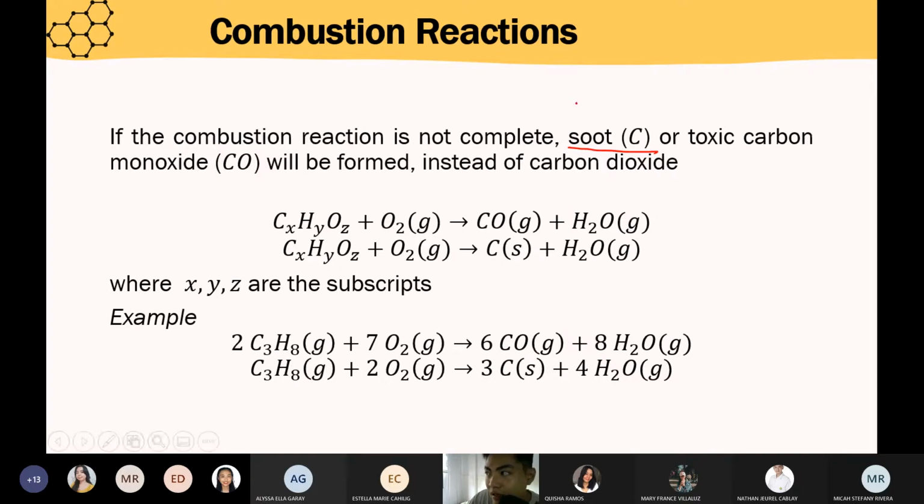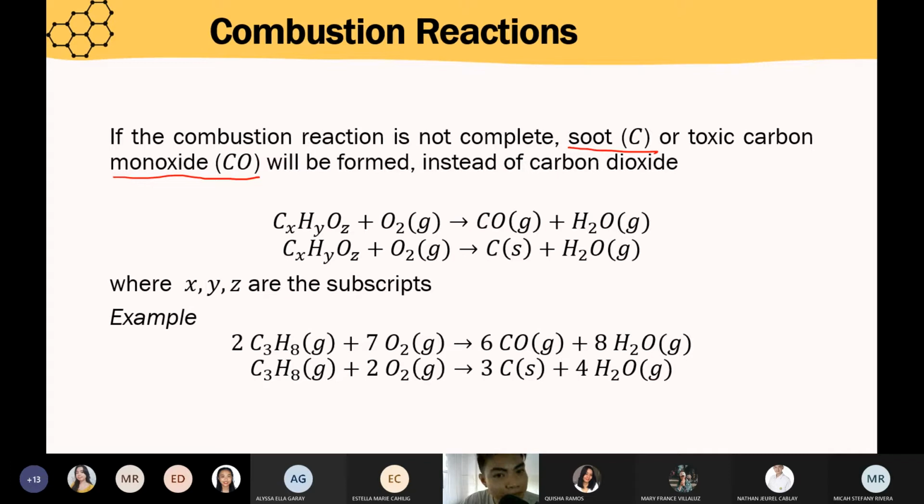Sometimes, hindi lang soot yung napoproduce. Sometimes, pwede rin carbon monoxide. What is carbon monoxide? It is actually a gas that is very dangerous. Pag may sasakyan, especially mga lumang car, their engines are not fully efficient na. So sometimes the combustion is incomplete.